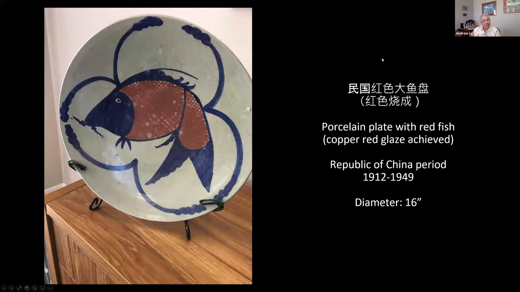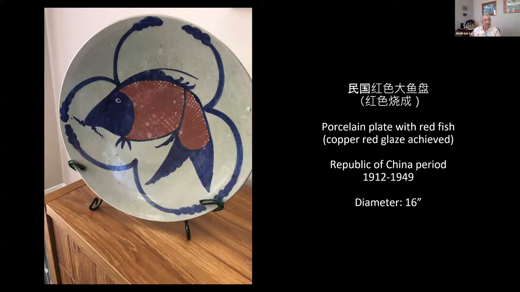Okay, this is a big fish plate. These are for regular people to use. And you know, the Chinese people like red, so today I'm talking about the red. So this is a red fish plate and pretty good, you know. Let's see the next one.